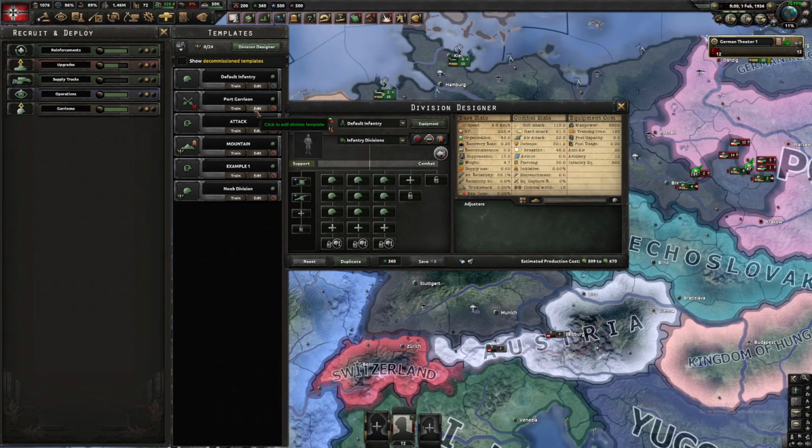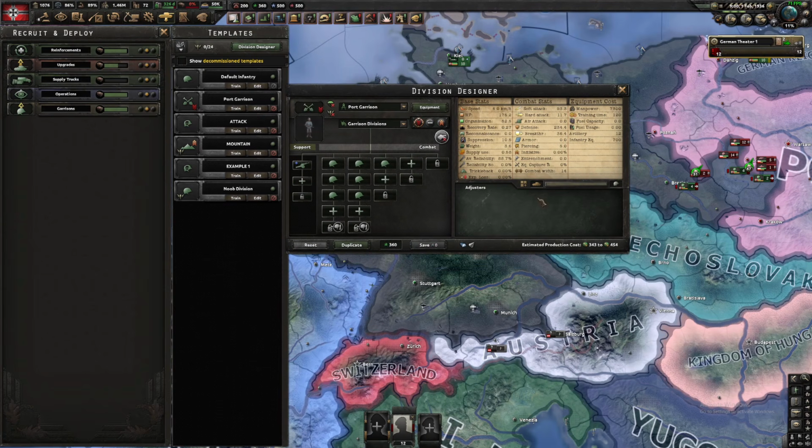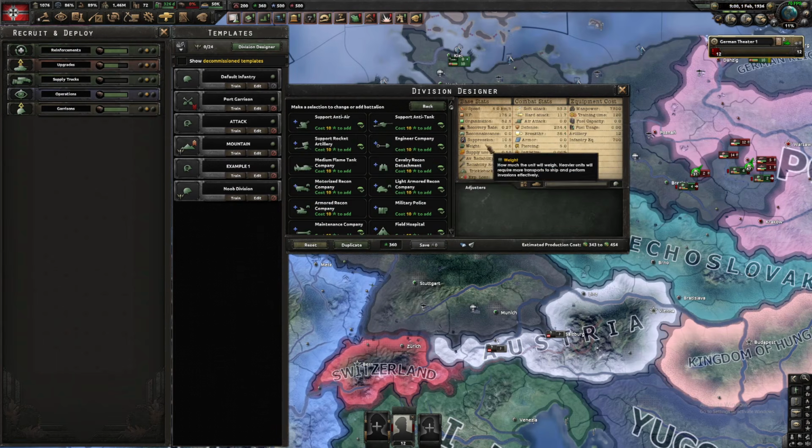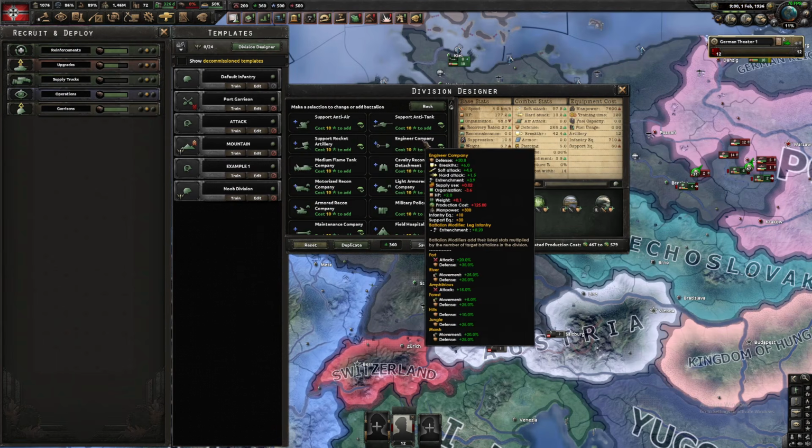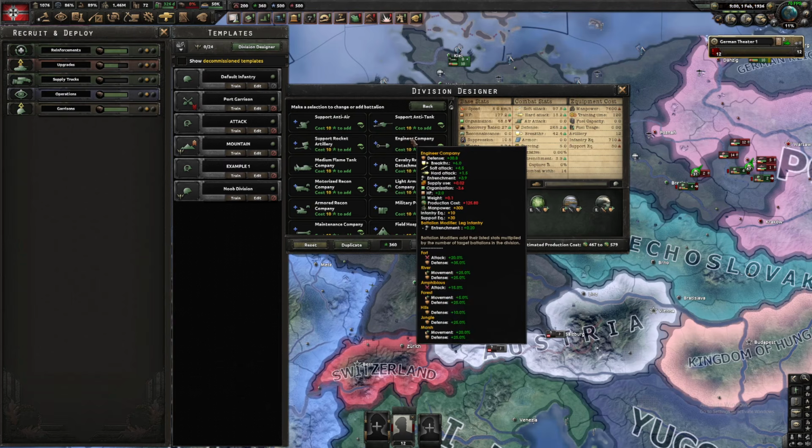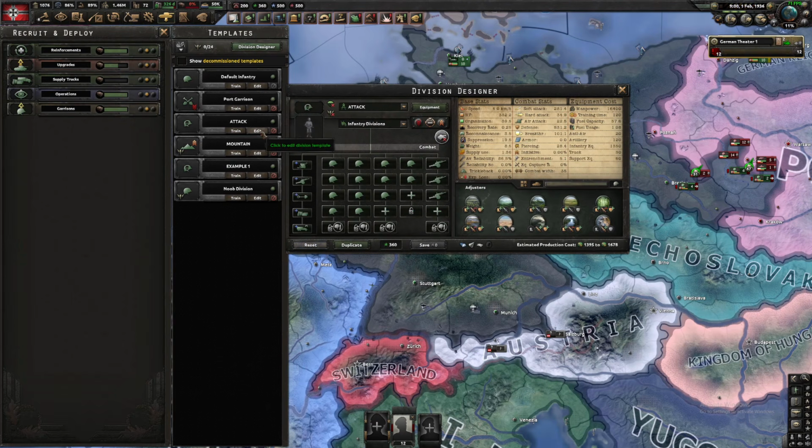The next division is a port garrison. It's a bit smaller and doesn't have the support anti-air, but it still has the support artillery. This is because the support artillery gives a large amount of soft attack, so it's still useful even though you're just guarding the ports. You could also do engineer company, but it's a significant increase to your costs, so I wouldn't necessarily recommend it.